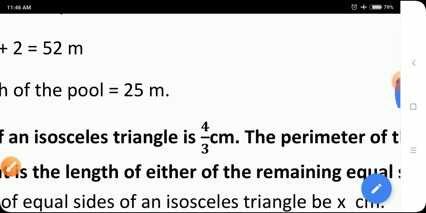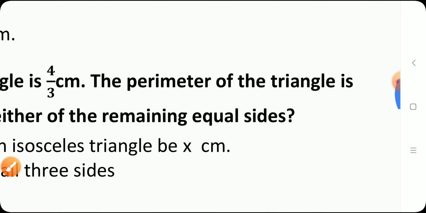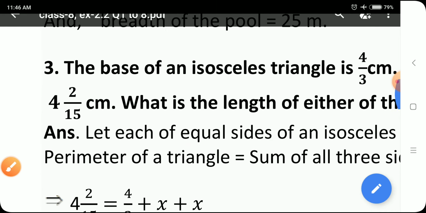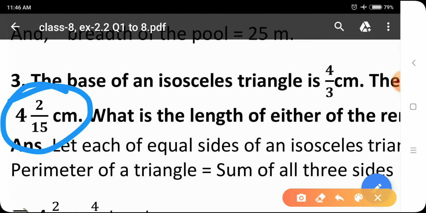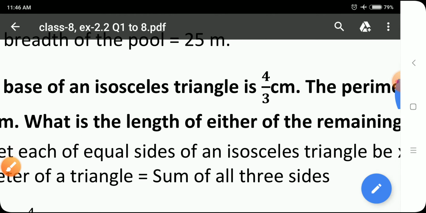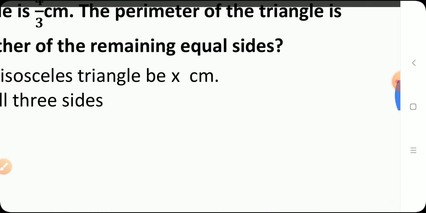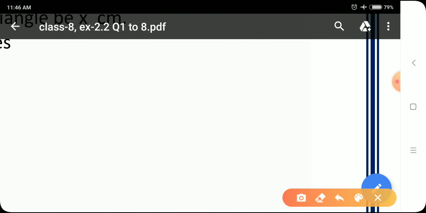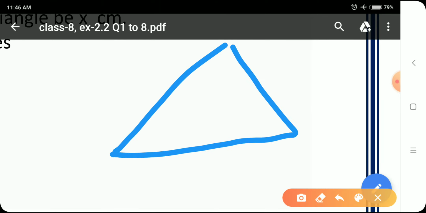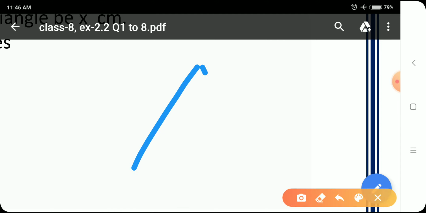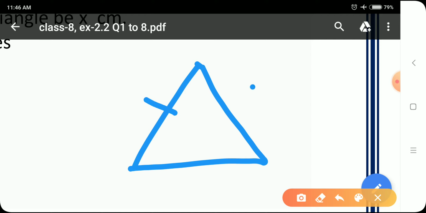Okay, so the perimeter of the triangle is 4 and 2 by 15. What is the length of either of the remaining equal sides? You have to find the length of the side. So you know that this is an isosceles triangle, which I am drawing again, in which two sides are equal. These are the two equal sides. This sign denotes that these two sides are equal.